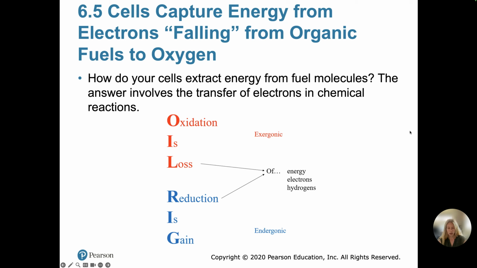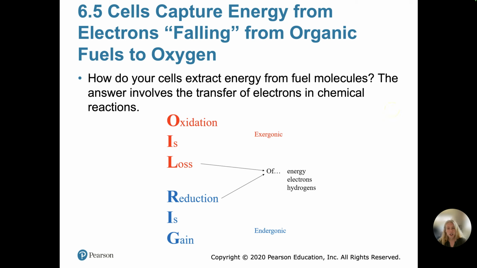Okay, back to the more nitty-gritty scientific part of this lecture. In cellular respiration, cells capture energy from electrons falling from organic fuels like glucose to oxygen. One thing I want to say, cellular respiration and the way we're going to learn it is focused on glucose as the organic fuel. It doesn't always have to be glucose. It can be other organic fuels that get fed into different parts of the cellular respiration process. But the way we're going to learn it is using glucose as the organic fuel. So electrons are going to fall from glucose to oxygen.